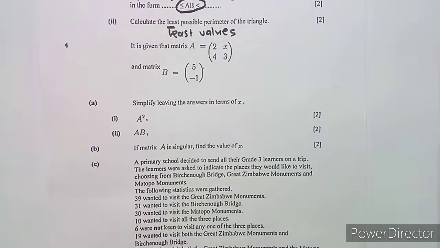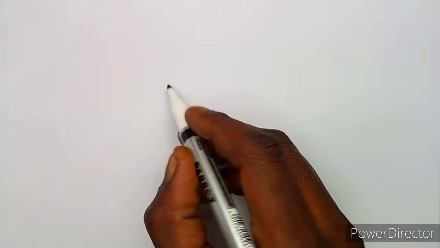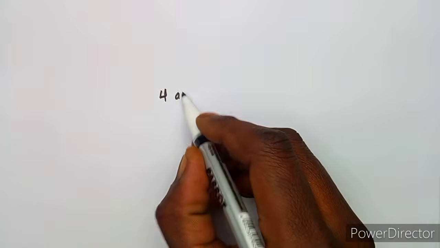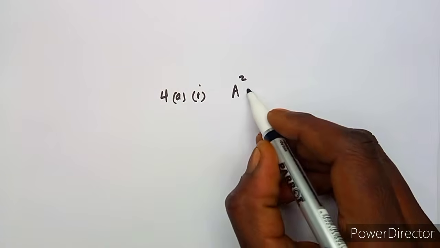Now moving to number 4, we are given a matrix A, matrix B, and you're asked to simplify in terms of x, A squared. A squared simply means A to the exponent of 2. That is A times A.